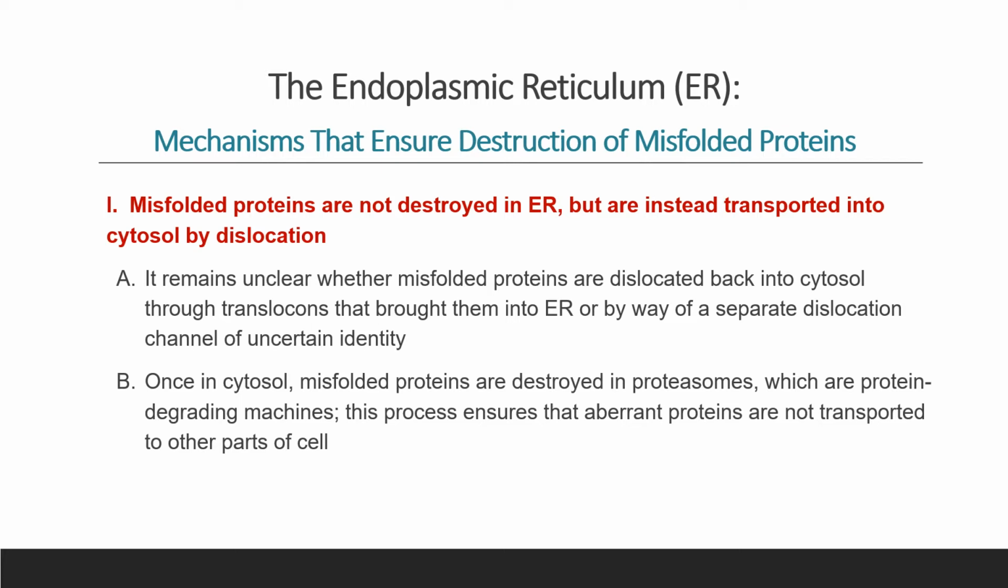So once in the cytosol, misfolded proteins are destroyed in what you call the proteasomes, which are protein degrading machines, and this process ensures that aberrant proteins are not transported to other parts of the cell. Okay? Because once misfolded proteins are transferred to other parts of the cell and utilized for a certain process, of course, it would give a negative result on the process itself. Okay?